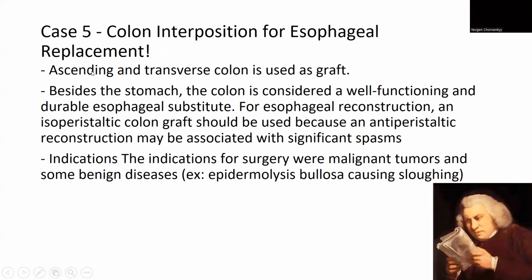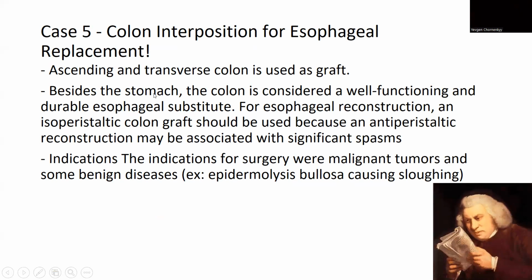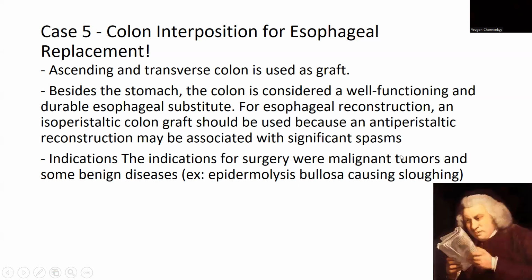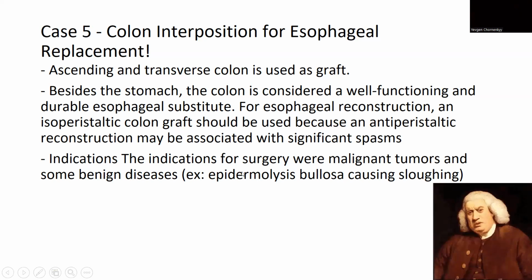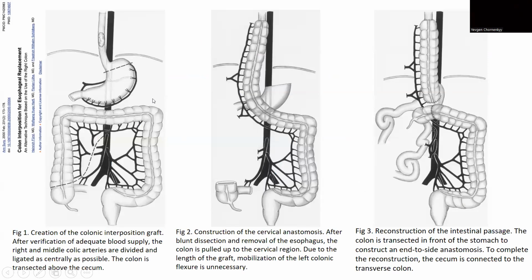So in here, the portion of esophagus can be removed, and then the colon is used as a graft, and it's considered to be a good esophageal substitute. The indications for the surgery are tumors and some benign diseases. The article I saw said epidermolysis bullosa can cause sloughing. But this is what they do.